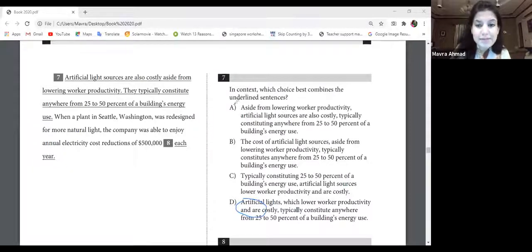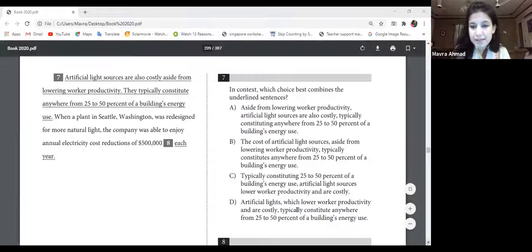So the right answer is going to be A, showing a smooth transition from the previous paragraph and talking about the most important point, which is lowering worker productivity, which is like coming straight to the point when you are focusing on something, focusing on the most important bit of the passage. So this is why A is the right answer. Okay, let's move on to the next question and see what the next question has in store for us.